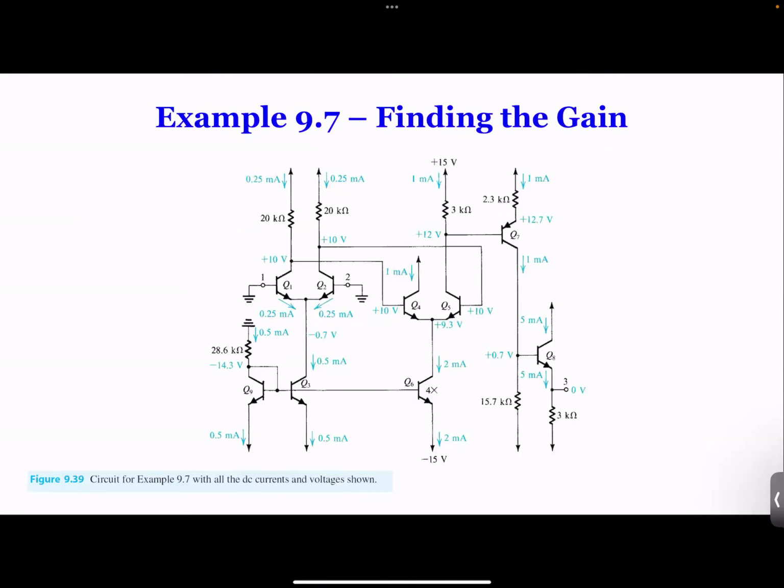Now we're going to go into example 9.7. Last week, we found the DC biasing condition for this circuit, and we went step by step, so we're not going to repeat that. But when we do the gain calculation, we need to know the current of each transistor, and also the beta of each transistor. But when we did the DC biasing calculation on this circuit, we basically assumed beta is infinity.